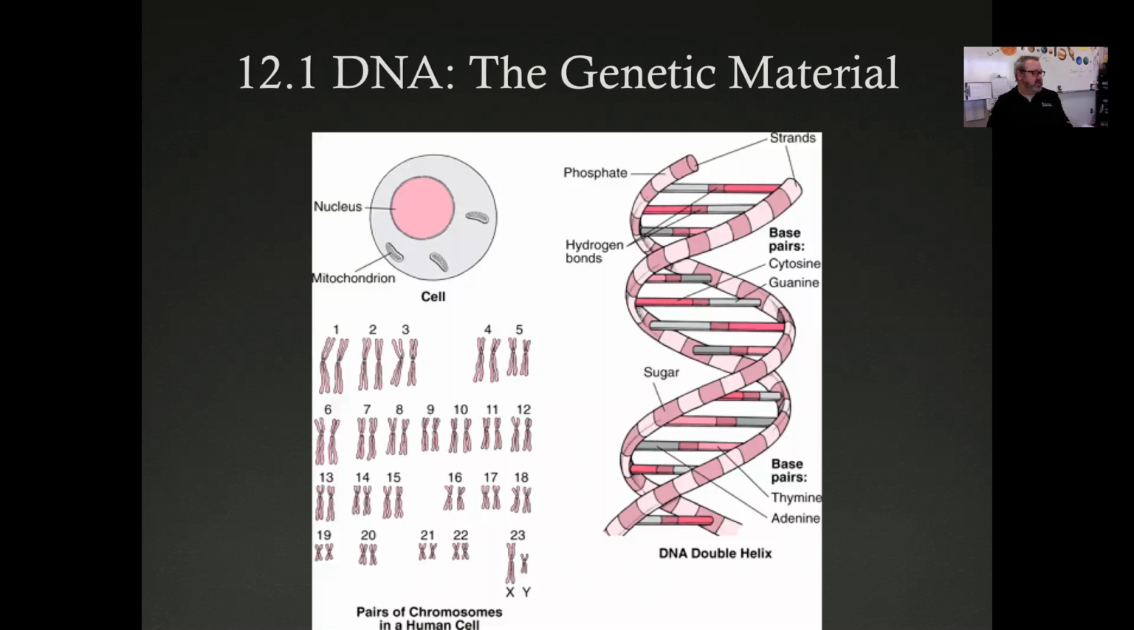12.1 is about DNA, and more specifically about how we figured out what the genetic material is. We know, and we've talked about chromosomes, and we've talked about alleles, and the fact that some things have different inheritance patterns that they follow, like incomplete dominance and codominance and epistasis, things like that. But now we're talking more specifically about what's happening in those molecules that make up the DNA.